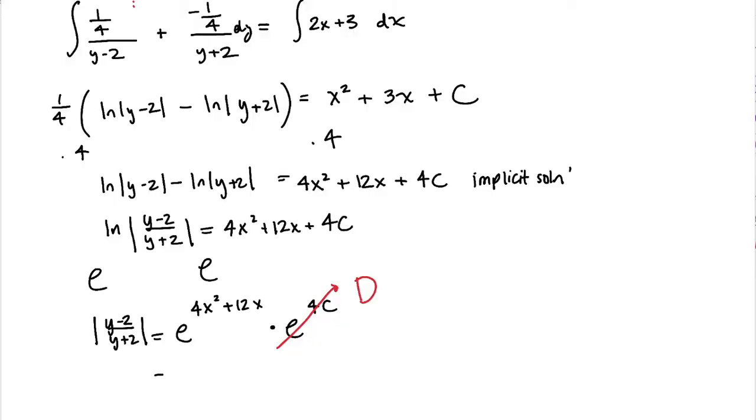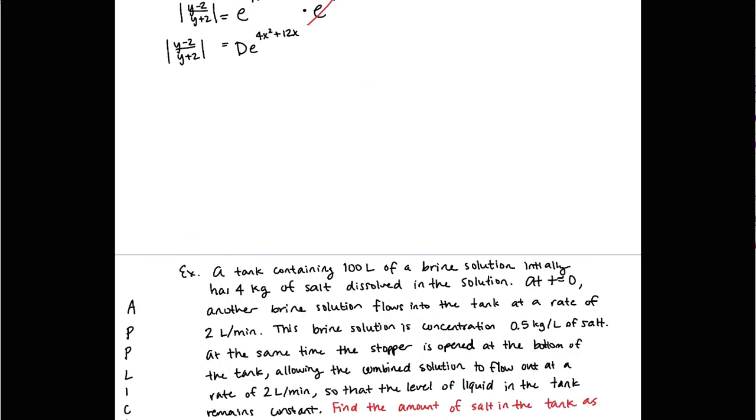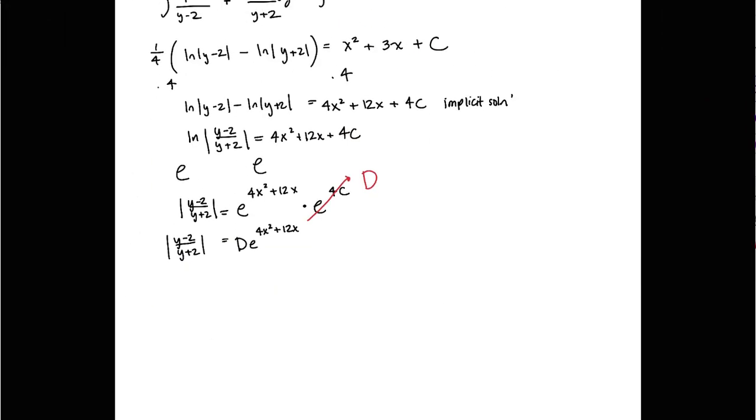So I get d e to the (4x squared plus 12x), and then I get (y minus 2) over (y plus 2). Ooh, this one, the algebra is going to get spicy. We're going to need another page. I can already see the future here.